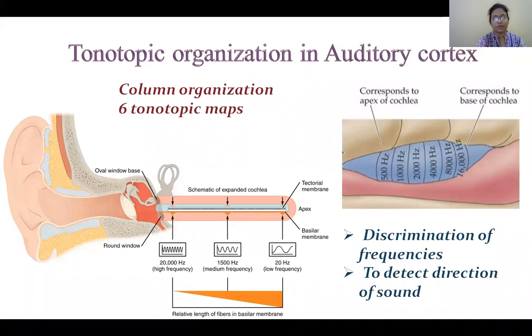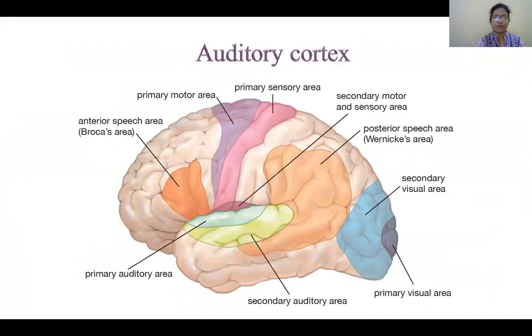It is a role of what and where, meaning knowing what kind of sound it is and from where it is coming. This information is encoded in the auditory cortex. In the auditory cortex, we have the primary auditory area, this light green portion. Then we have the secondary auditory area. The posterior portion is known as Wernicke's area, which plays a very important role in speech. And we have Broca's area, also known as the motor speech area.